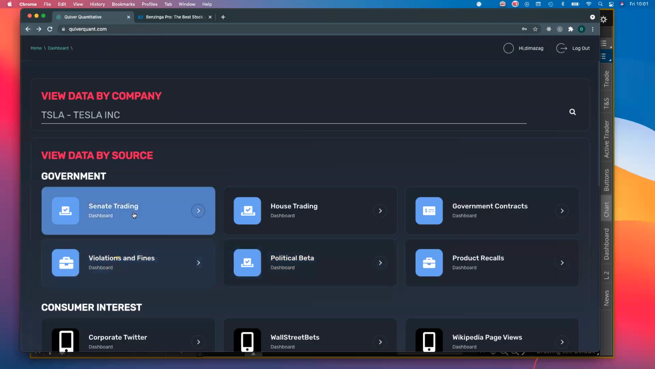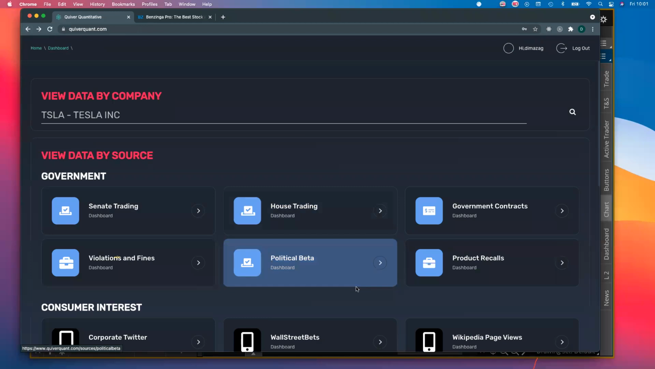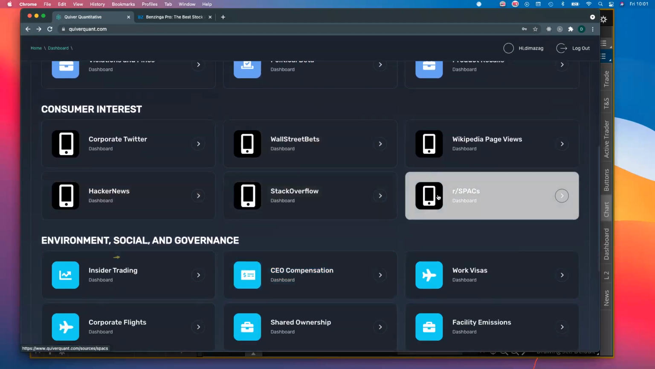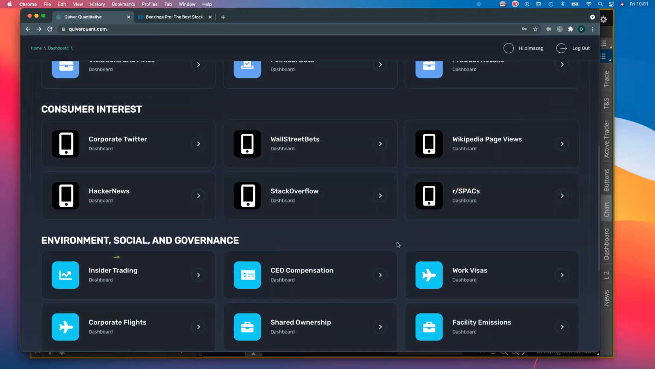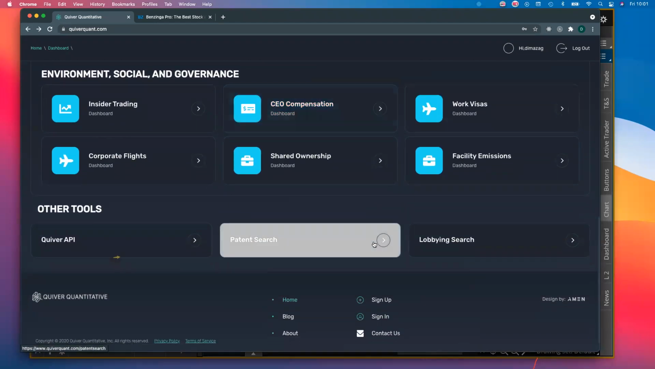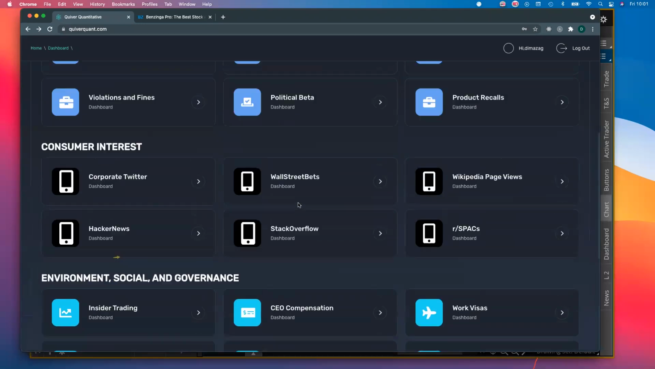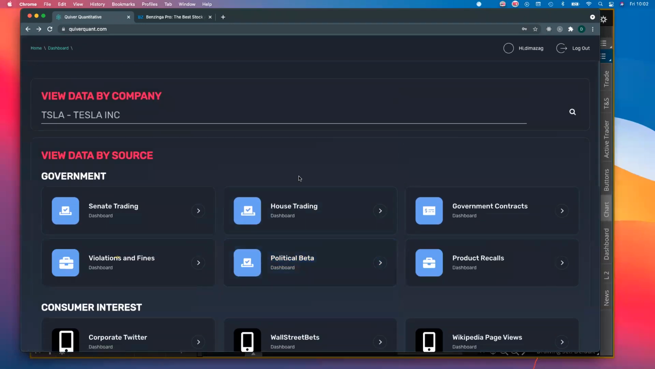Then you have Senate trading, House trading. It just depends on what you want to see. Hacker News, Stack Overflow, SPACs. For those who don't know what SPAC stands for, it's Special Purpose Acquisition Company, and they're blank check companies. Companies that usually get bought out by other companies after they create something that's worth buying. You could use their API for those that actually know how to use an API.